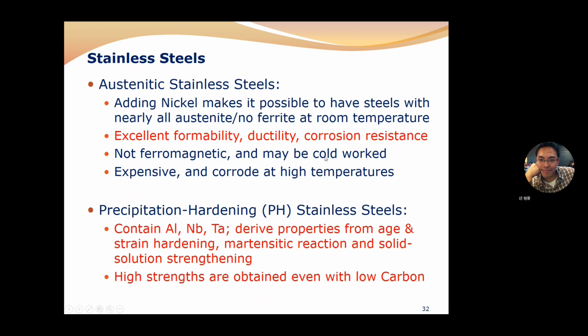Okay, and precipitation hardening stainless steel contains aluminum, titanium, and derives properties from aging and strain hardening, martensitic reaction, and solid solution strengthening. Okay, and high strength is obtained even with low carbon content.